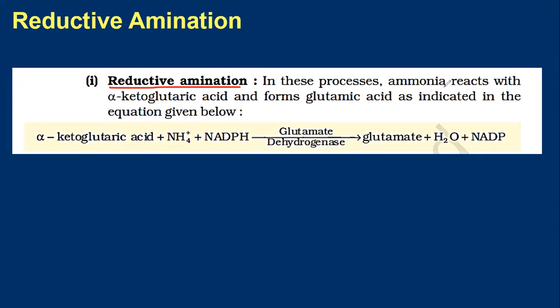Reductive amination. What is reductive amination? The ammonia which has been formed reacts with a compound that is alpha ketoglutaric acid. Alpha ketoglutaric acid, very important, and forms glutamic acid.